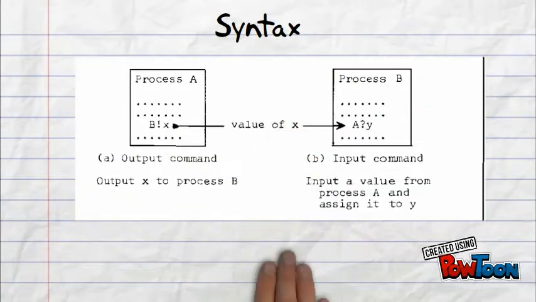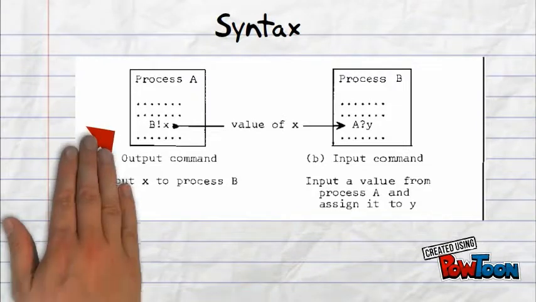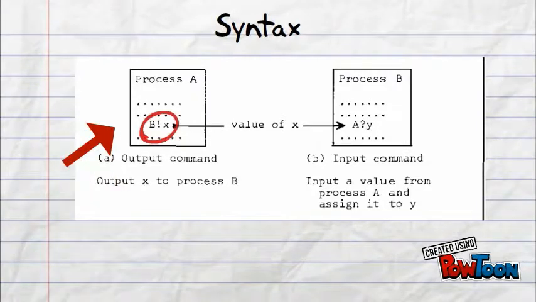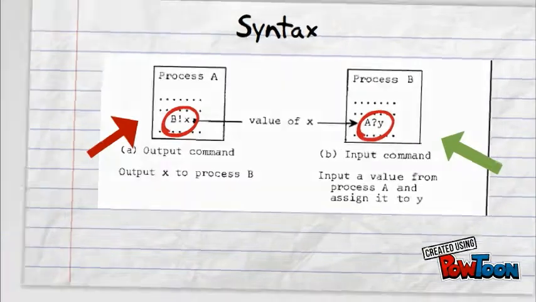Here we see an example of synchronization. Process A outputs X to process B via the exclamation mark, and process B inputs a value via the question mark from process A and assigns it to Y.